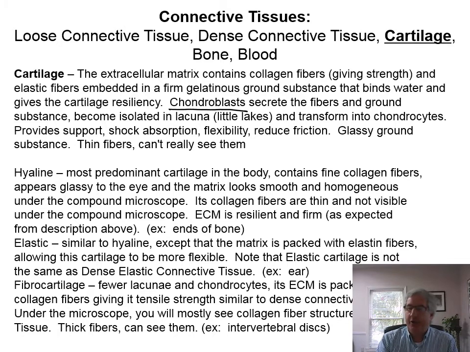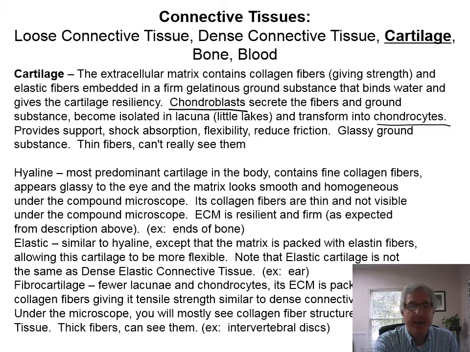These are the cells that secrete the fibers and the ground substance, and then they become isolated in what I call a little house. It's called a lacuna, which means little lake. The cell is here, and it makes this little house around it with a little bit of liquid, and they transform then into chondrocytes. So you have these live cells in the middle of cartilage, so you can reform the cartilage if you need to, to an extent.